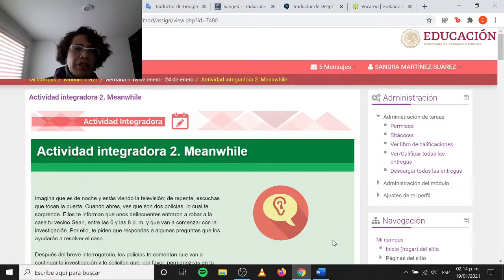Okay, it says, imagine that it's midnight and you're watching TV. Suddenly, you listen to somebody knocking at the door. When you open it, you see 2 cops or 2 police officers, which is surprising. They tell you that some burglars broke into your neighbor's house, Sean, in between 6 and 8 p.m. and they are going to start with investigation. For that reason, they are asking you to answer some questions to solve the case, and obviously they need your help.